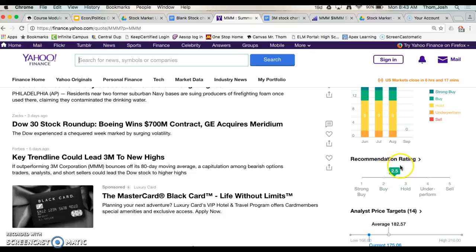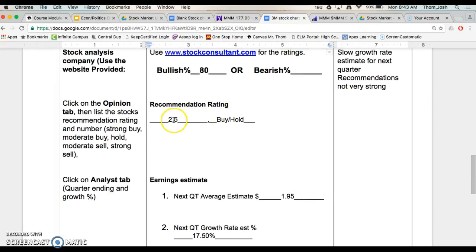It's got a 2.5 rating, which means that it's between a buy and a hold. So if you see that on your stock, you're just going to write 2.5 buy or hold right here. And that's all you need to do here. Basically, what this is telling you is how many brokers out there are recommending whether you sell or buy this stock at the given time. So there are more brokers who are bullish on this particular stock. That's what the 2.5 represents.